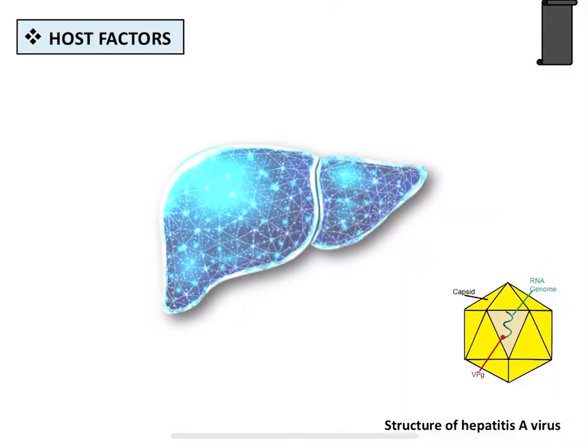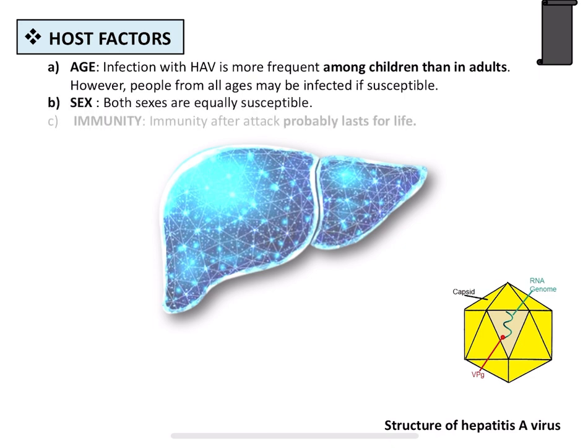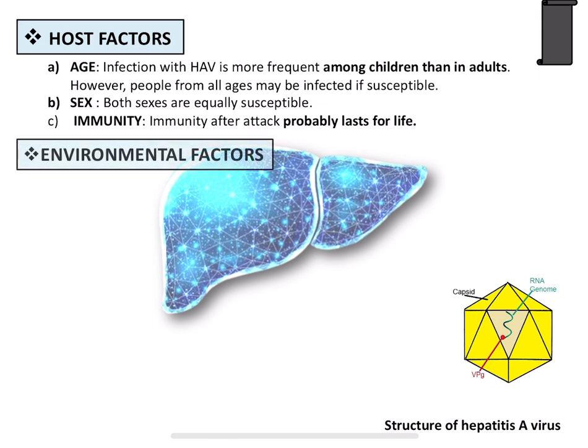Moving further to the host factors. Age. Infection with HAV is more frequently found among children compared to adults. However, people of all ages may also be infected if they are susceptible. Then we see the sex. Both sexes are equally susceptible to hepatitis A virus. Immunity after the attack probably lasts for life.